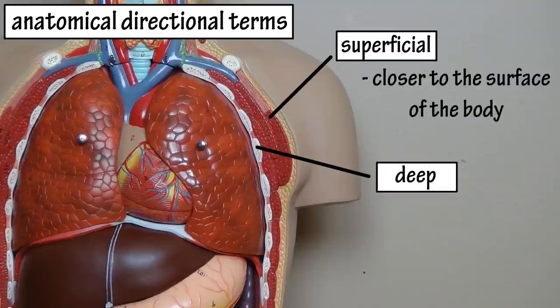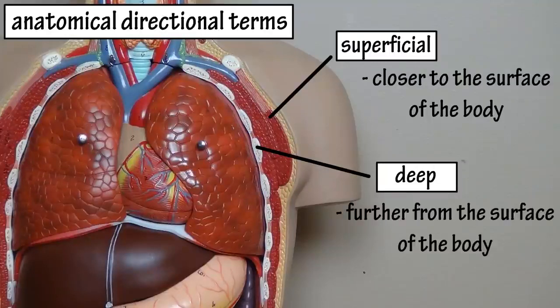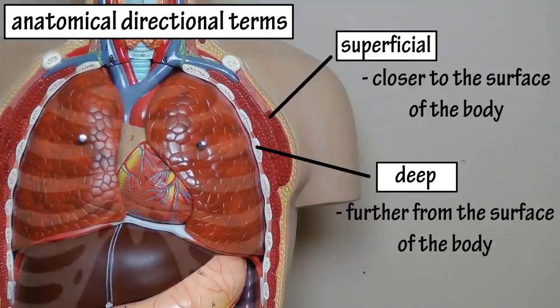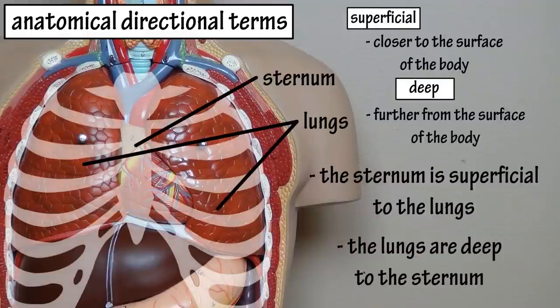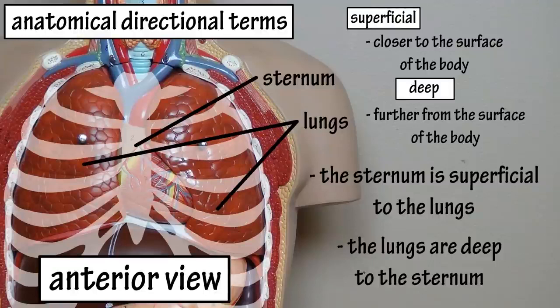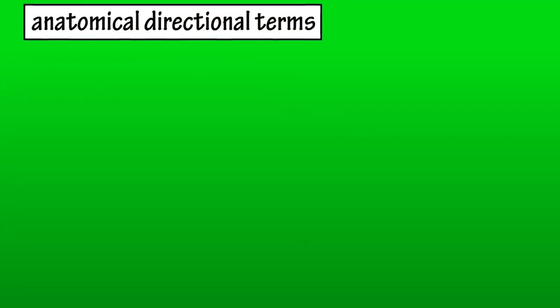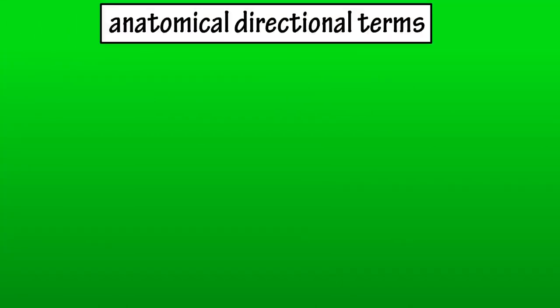Superficial and deep are another set of directional terms. Superficial means closer to the surface of the body, and deep means further away from the surface of the body. So we would say the sternum is superficial to the lungs, or the lungs are deep to the sternum. Remember, this is the case when we're looking at the body from the front or anterior view, when it's in the anatomical position. And that'll be the anatomical directional terms.